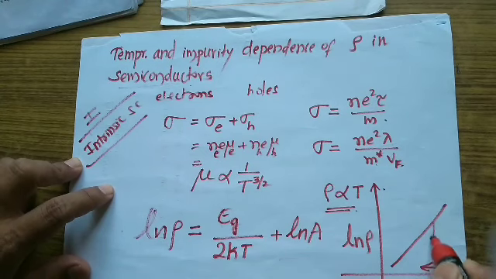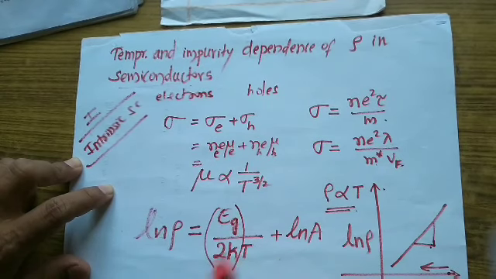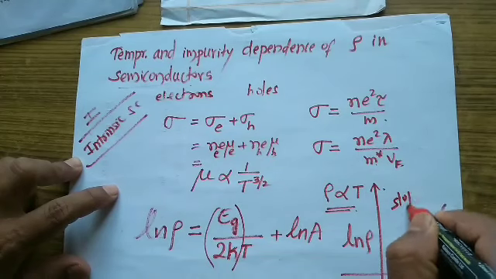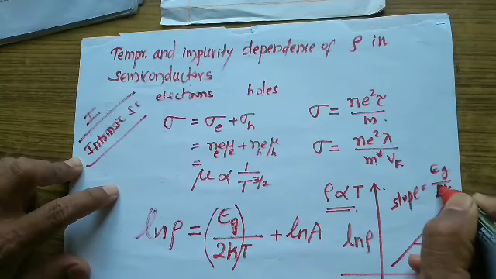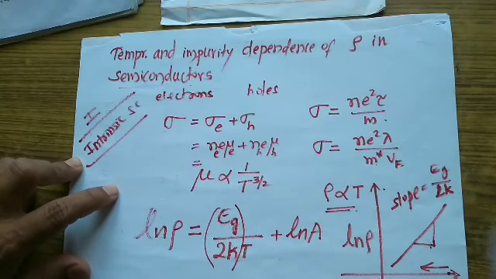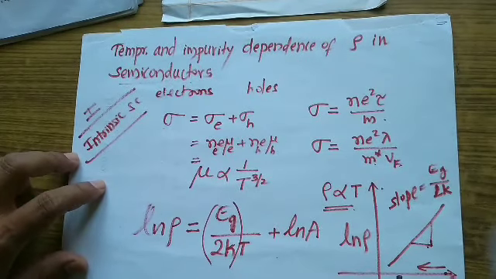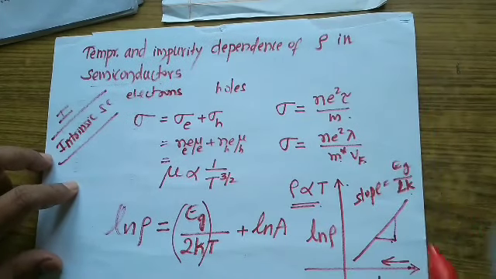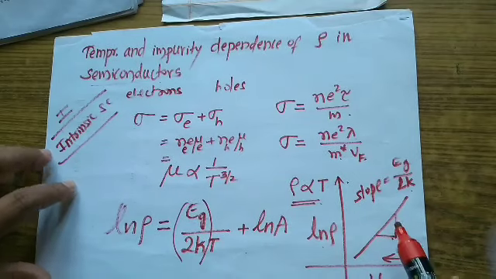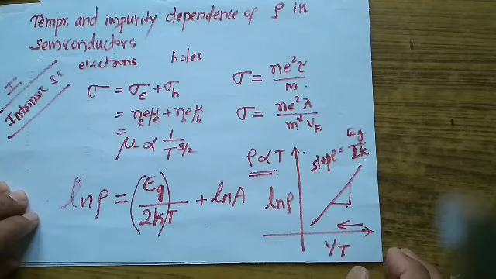Since it is a straight line, it is easy to calculate the slope. That slope gives you this part, that is Eg by 2k. Slope is equal to Eg by 2k. So what we understand from this is that if we study the electrical resistivity against temperature, it is possible to calculate the energy gap because k is a constant. We can calculate the energy gap of a semiconductor by studying the electrical resistivity against varying temperature.